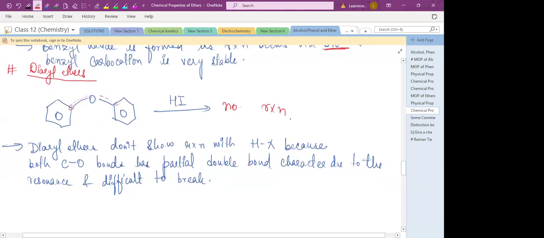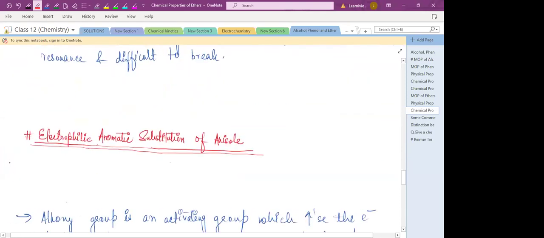Yes, ma'am. If in your exam they give you this compound and HI and ask you to write down the product, then there will be no reaction. You will write clearly: no reaction, reaction is not possible. And in one line, you can write the reason why it is not possible. So diaryl ether.